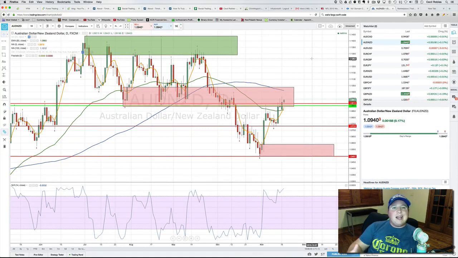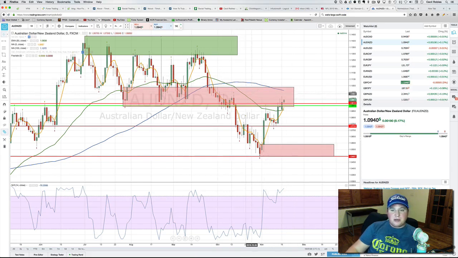I wanted to give you my idea for a good trade that I see setting up here on the Australian dollar, New Zealand dollar chart. So let's go ahead and take a look at the chart right now. As you can see, I've got some zones in here. These are basically the market structure zones or support and resistance zones, whatever you want to call them.